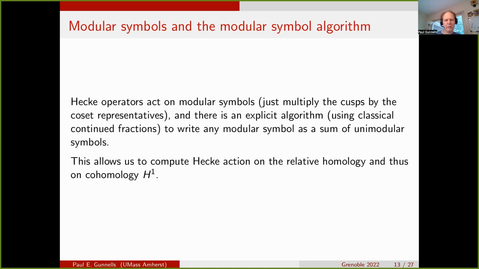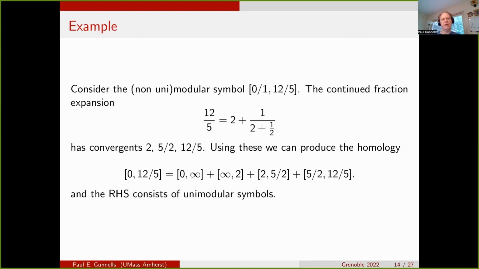Where do continued fractions come in? Well, let me show you an example. So I didn't draw this guy inside the upper half plane. You have to kind of imagine it, but it's going to go from the cusp 0 to the cusp 12/5. That is certainly not unimodular. I mean, I've written it in this funny way just to emphasize the vectors that also encode the cusp. So the vectors here are the column vector 0, 1, and then the column vector 12, 5. And clearly that matrix doesn't have determinant plus or minus 1. So this is not unimodular.